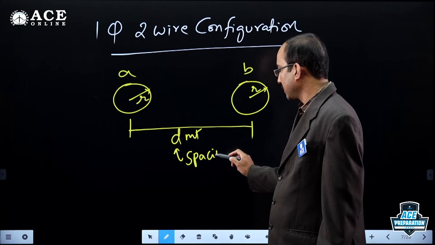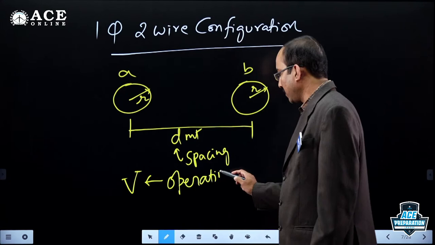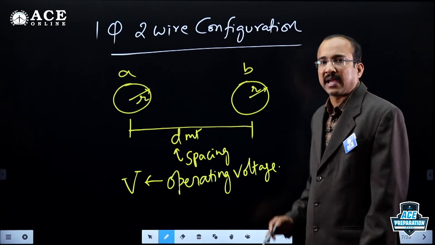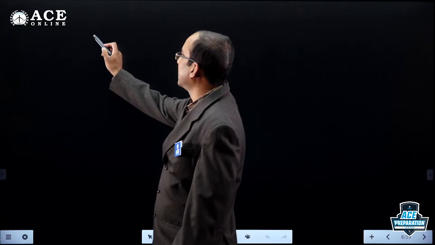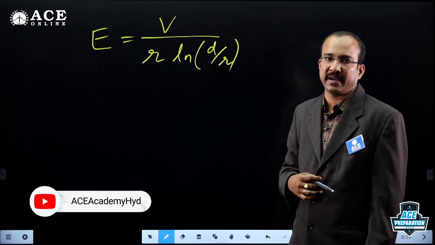Okay. And if V is the operating voltage, then the electric field intensity at the surface of the conductor can be calculated as what? So what will be the relation for electric field intensity in that case? E is equal to V by R ln of D by R. This is the relation for electric field intensity.